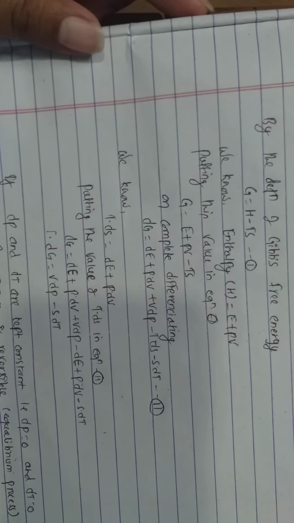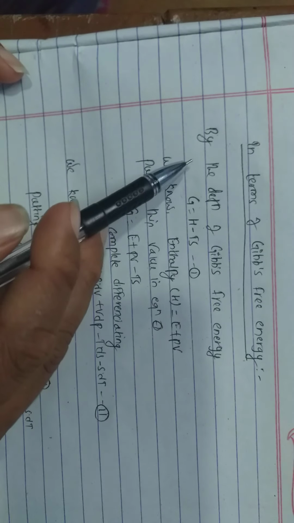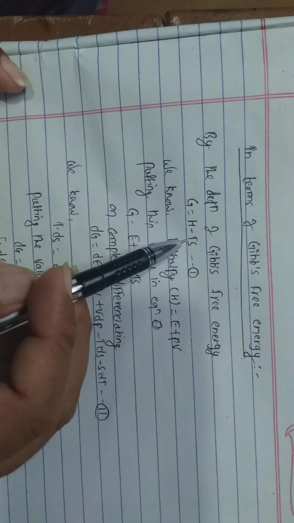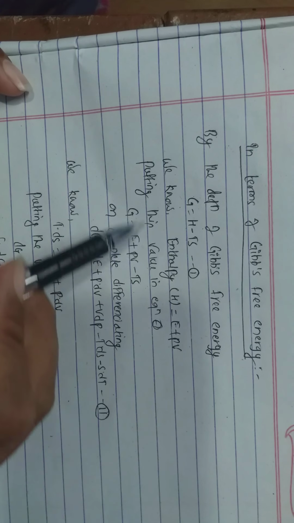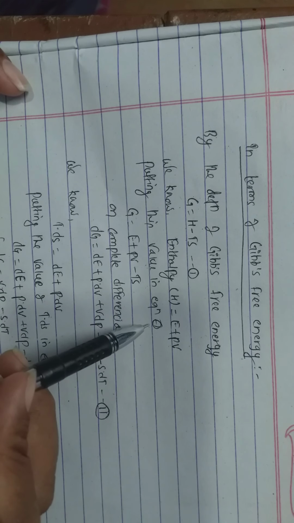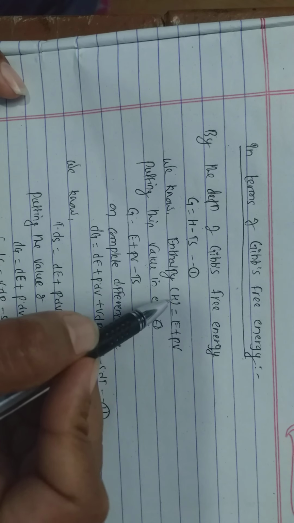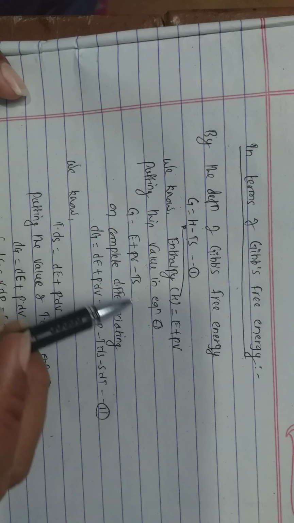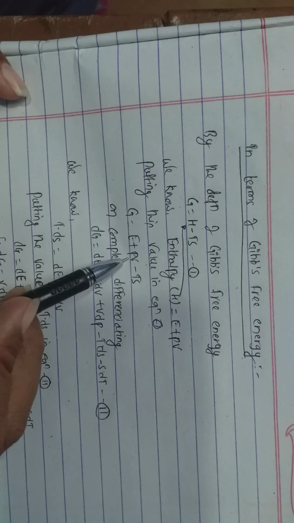Now we'll discuss in terms of Gibbs free energy. By the definition of Gibbs free energy, we know G is equal to H minus TS. We know enthalpy H is equal to E plus PV. Putting this value of H in equation 1, we get the relation G is equal to E plus PV minus TS.